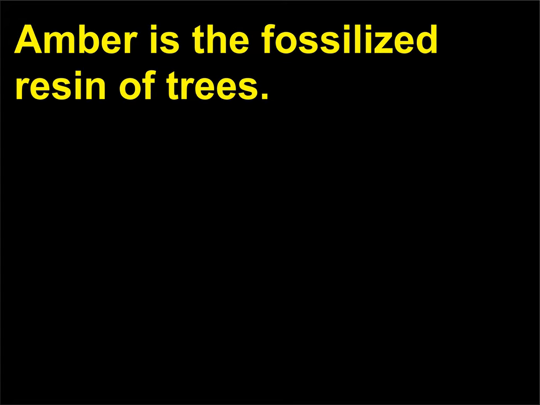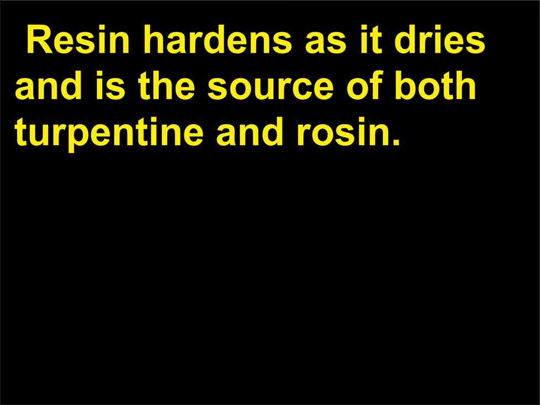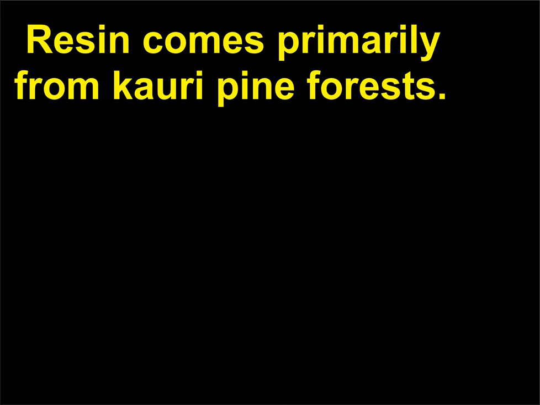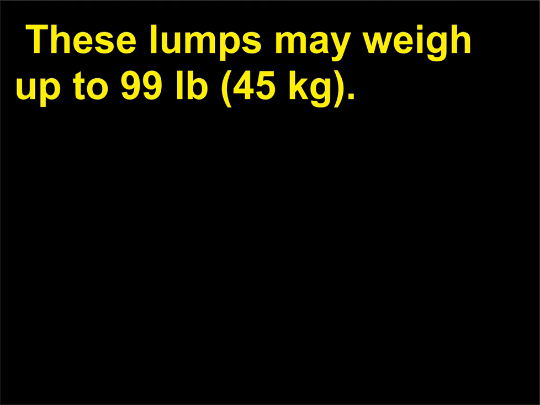What is amber? Amber is the fossilized resin of trees. Resin is the sticky material often seen oozing from the trunk of a pine tree. Resin hardens as it dries and is the source of both turpentine and rosin. Resin comes primarily from kauri pine forests. The translucent material emerges from trees and forms lumps that appear deep orange or yellow in color. These lumps may weigh up to 99 pounds, 45 kilograms.